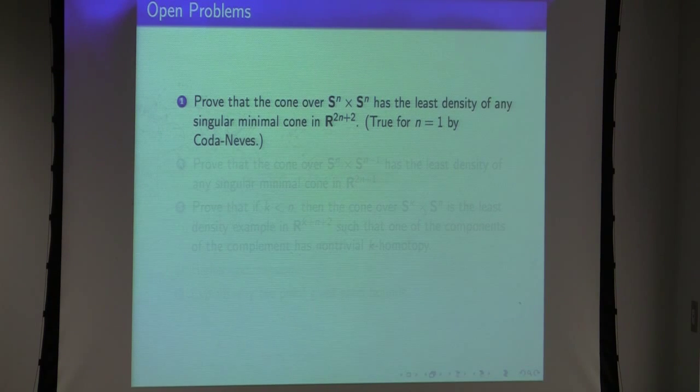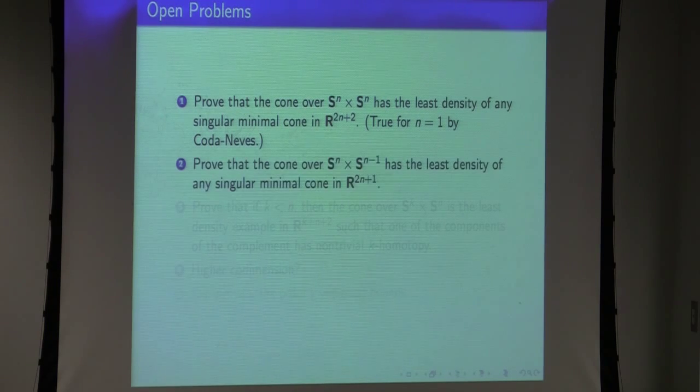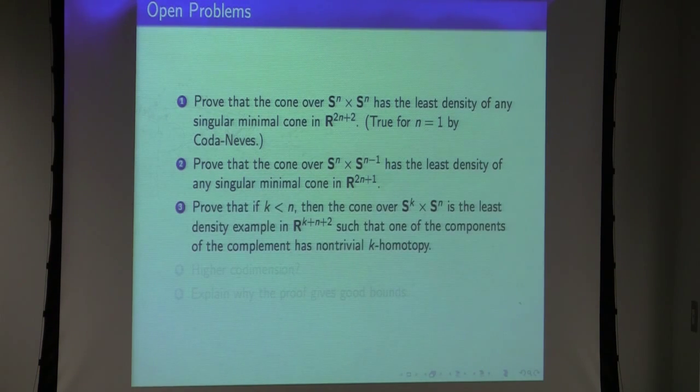Okay, so let me just mention some interesting open questions. So conjectures or whatever. So one is that it seems reasonable to guess that these Simons cones achieve the minimum in any particular dimension. We only know that in the case of n equals 1. That's a recent result again. It's part of the solution of the Willmore problem. Well, if you're in an odd dimension, that cone doesn't exist, but S^n cross S^(n-1), the cone over that seems like a good candidate.